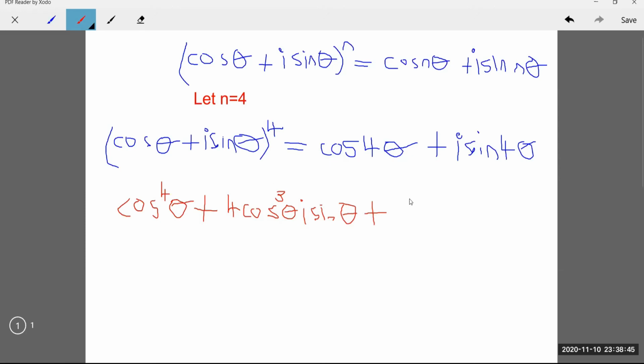So now the next coefficient is 6 times cos square. So the powers of cos is going down. So it becomes cos square theta times I sine theta all square. Now I sine theta all square is just going to be I square sine square theta.